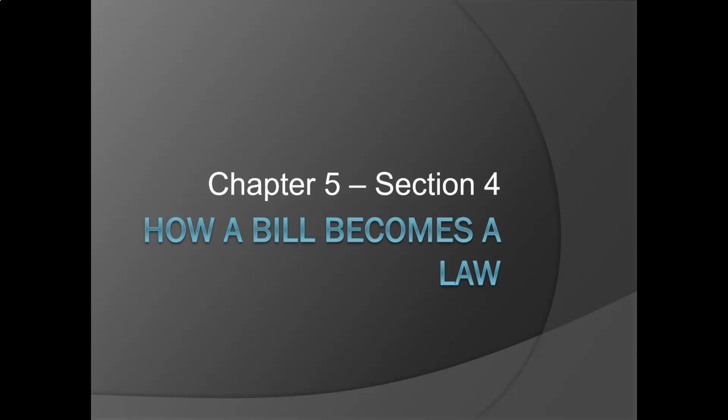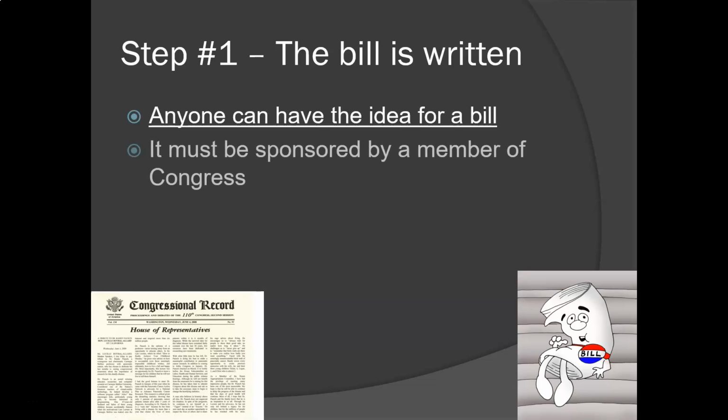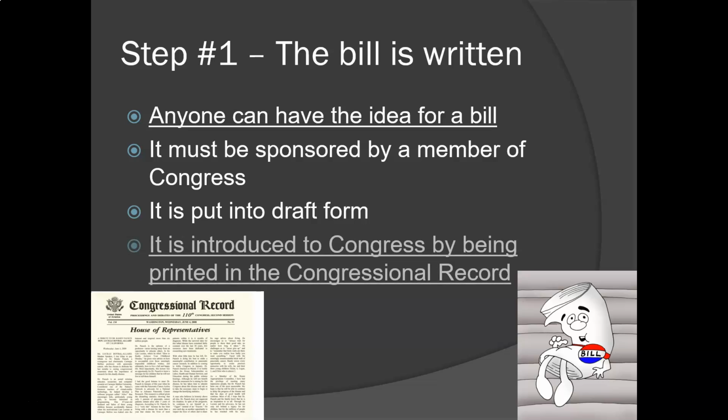Today we're going to be talking about how a bill becomes a law. Now, step one in this process, the bill is written. Anyone can have an idea for a bill. However, it must be sponsored by a member of Congress. All right, and then after that, it is put into a draft form and is introduced to Congress by being printed in the congressional record.